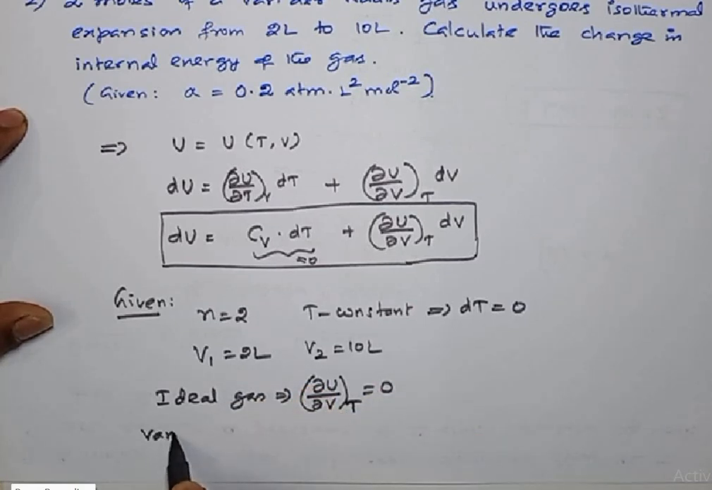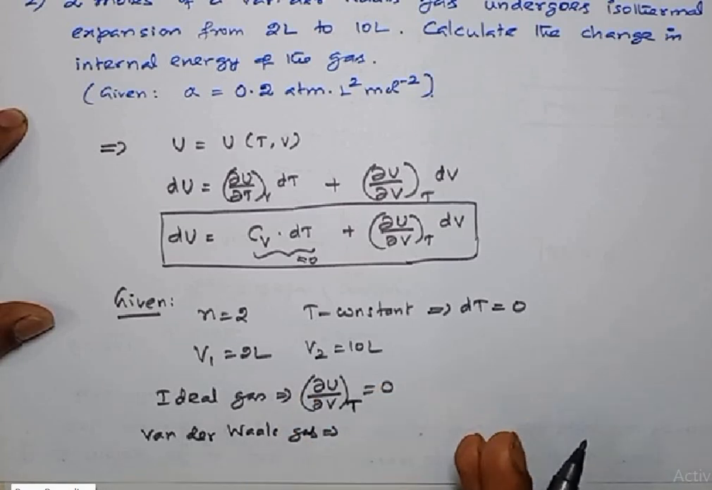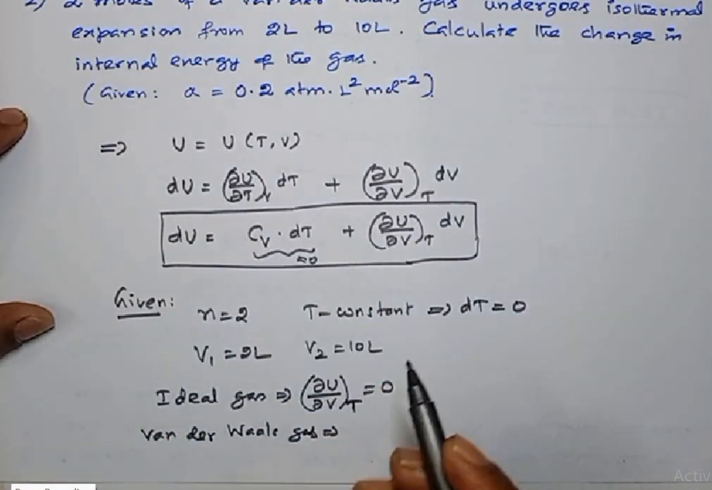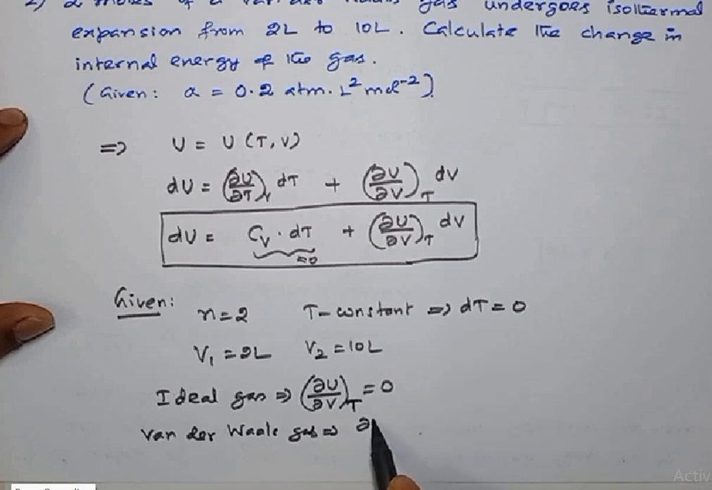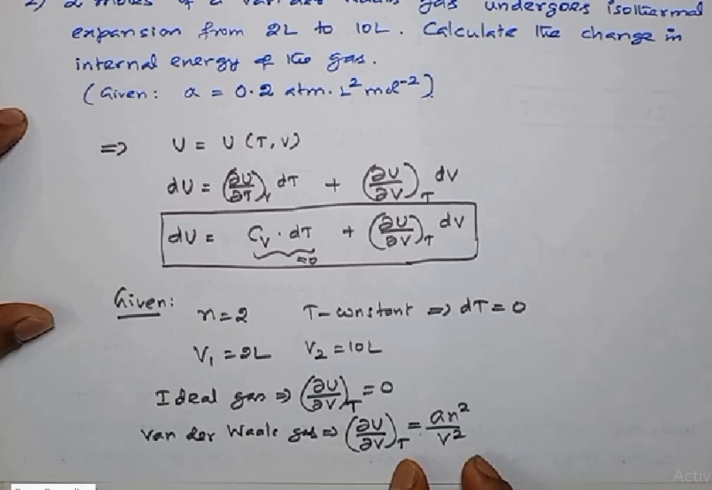In the case of a van der Waals gas, we can derive the expression for ∂U/∂V at constant temperature, but I am not going to derive it because I have already taught how to derive it. So I am going to write the expression directly. ∂U/∂V at constant temperature is also called the internal pressure of the gas, which is equal to a n² by V². This is the value of internal pressure for a van der Waals gas.